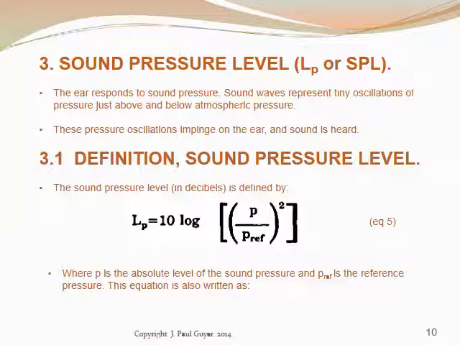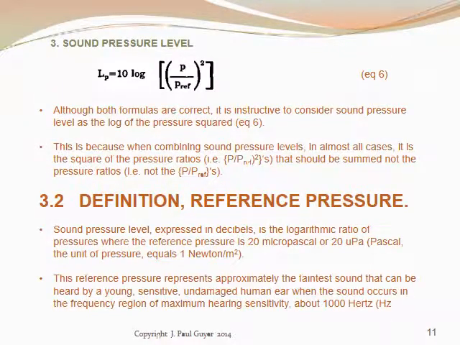Sound pressure level is defined by equation 5, where P is the absolute level of the sound pressure and P reference is the reference pressure. Unless otherwise stated, the pressure P is the effective root mean square sound pressure. This equation is also written as L sub P equals 10 times the log of the quantity P divided by P reference, squared. Equation 6 on this slide.